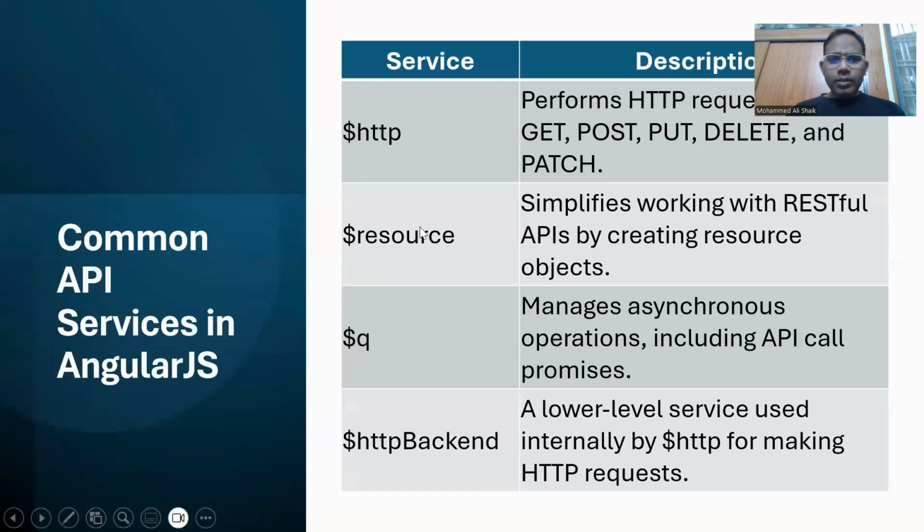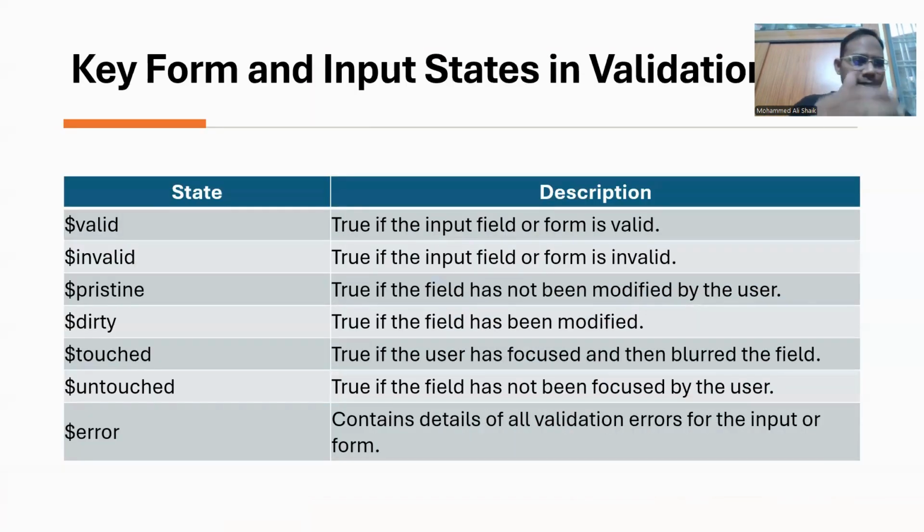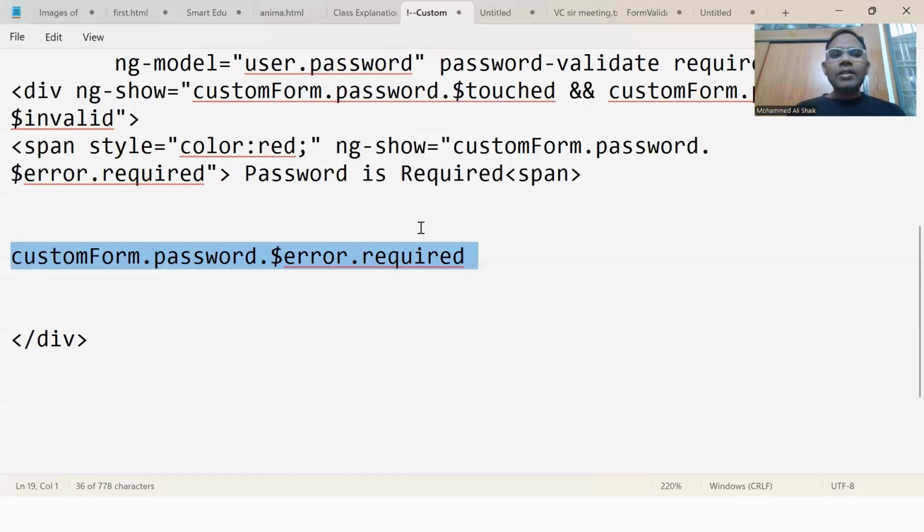Just a second. Yeah: valid, invalid, pristine, dirty, touched, untouched, error. So inside that error, whether it is touched, whether it is untouched, whether it is dirty, whether it is pristine, you can have this required replaced with all those things. Okay. So that is the first thing we have done.